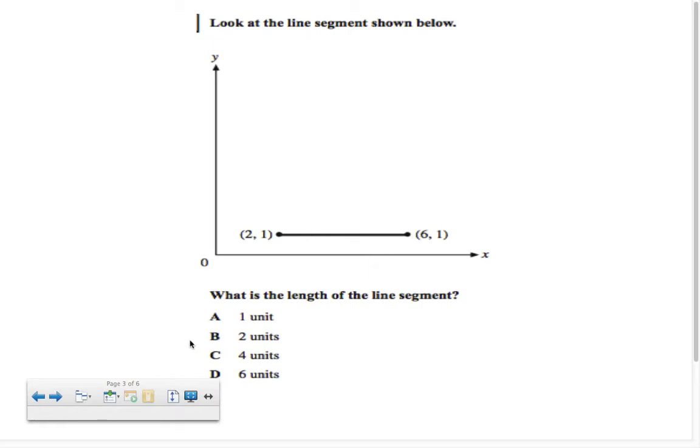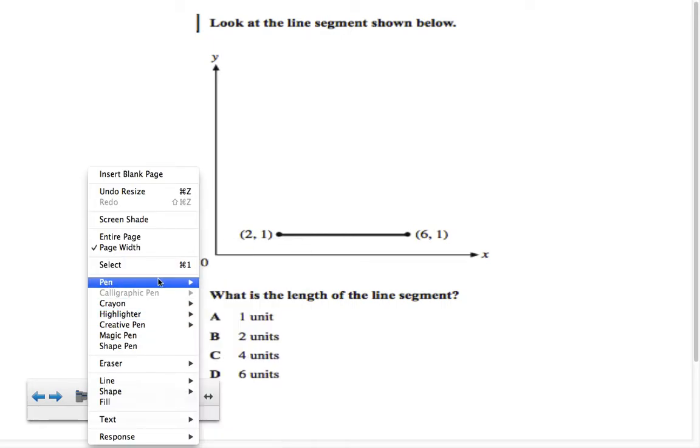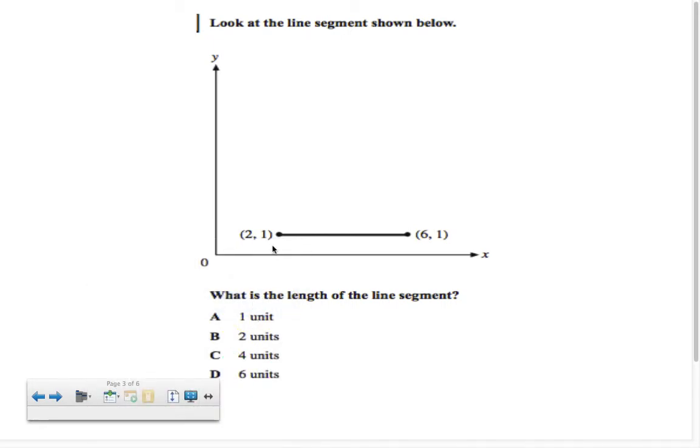The best thing that you can always do is ask yourself, when you look at these points, what two numbers are the same? And in this case, the 1 and the 1, the y-axis numbers are the same. If the y-axis numbers are the same, then you ignore them. If the x-axis numbers were the same, you would ignore them. But in this case, they're not. As you can see, 6 and 2 are two different numbers.